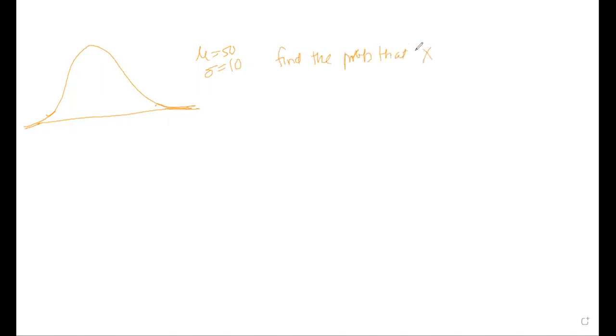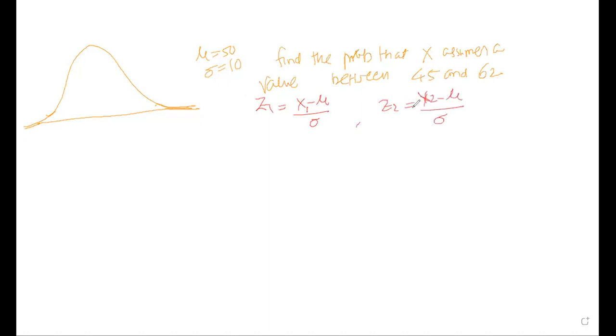Find the probability that x takes a value between 45 and 62. That's fine. Now I would like to first convert my x value in terms of the z value. So let me use my z value first. z1 is equal to x minus nu divided by sigma. Instead of x, I would like to write x1 because I have two x values. And my z2 is equal to x2 minus nu divided by sigma.